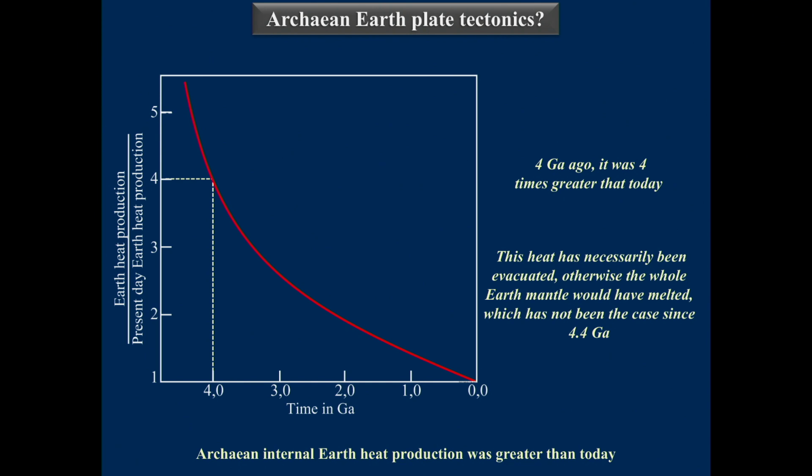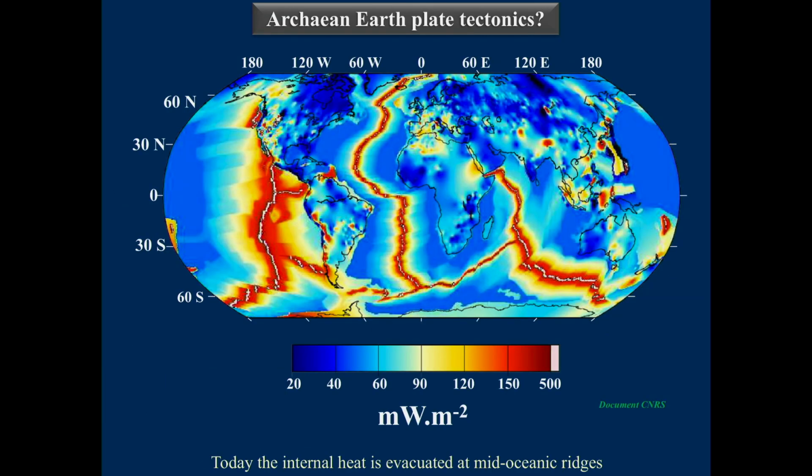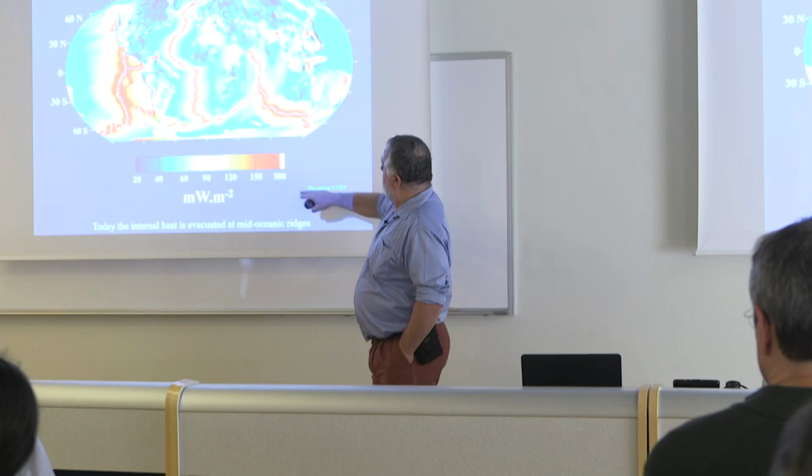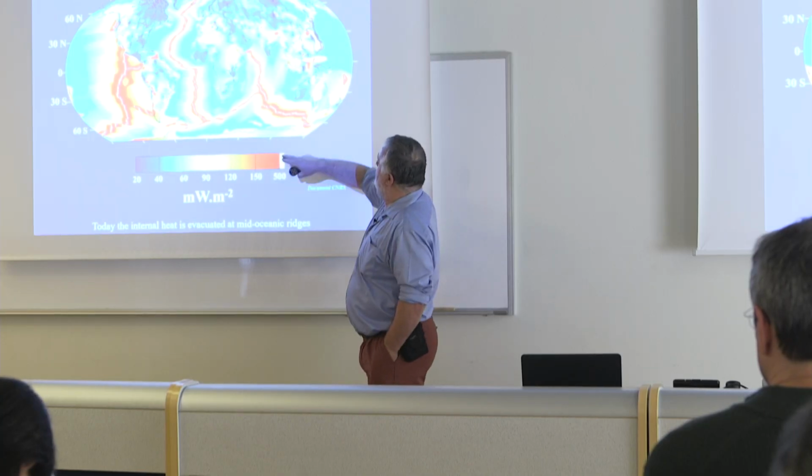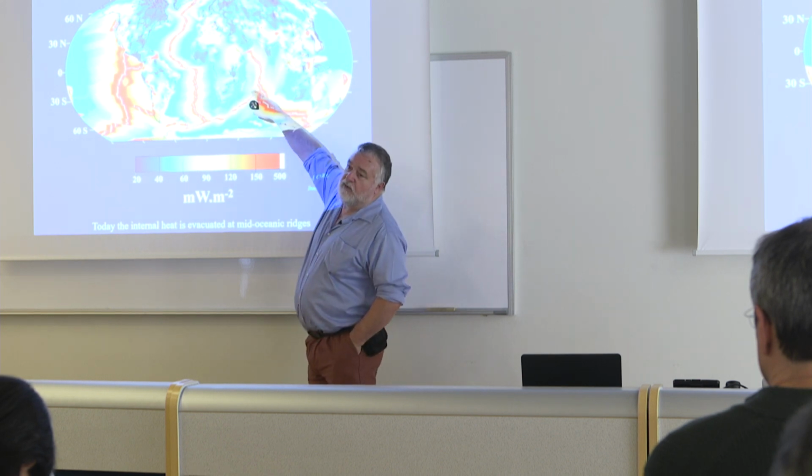So, as we do not have any record of such a melting after the magma ocean, that means that this heat has been evacuated during the Archaean. And today, if we look at the thermal flux on Earth, we see that the heat is evacuated, the high geothermal gradient here, are mainly on the oceanic ridge.